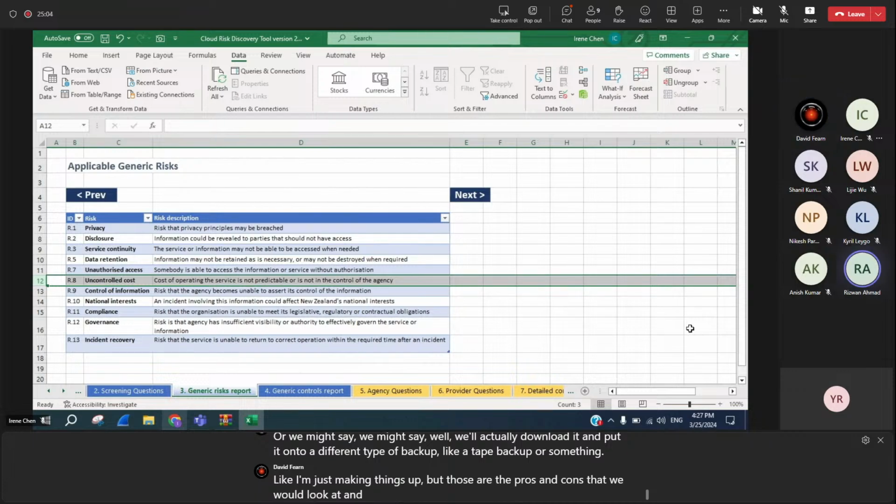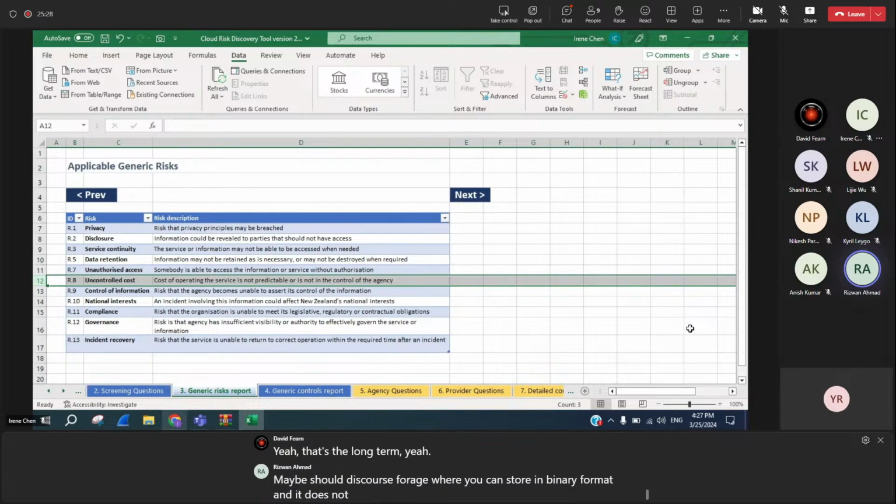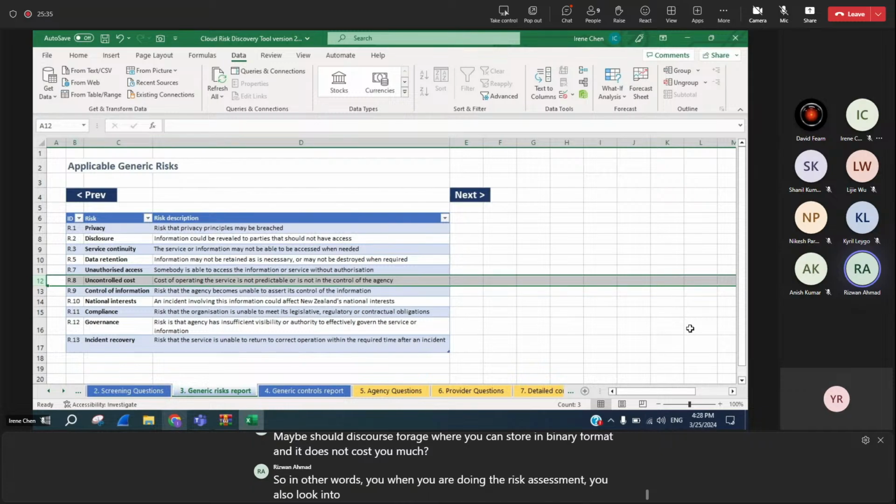Wait, I'll tell you. There are no tape backups in cloud. Now you will look into the architectures of cloud. There are two things for you. One is S3 bucket, and one is Glacier. Glacier is your tape thingy. It's the long term cold storage where you can store in binary format and it does not cost you much. So when you are doing the risk assessment, you also look into the architecture. How can you save the money for the company?